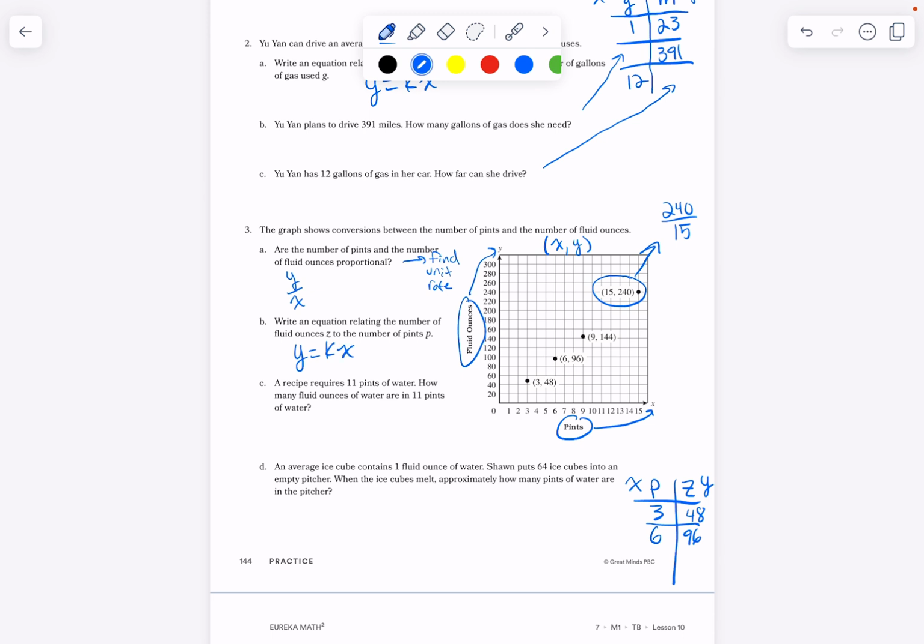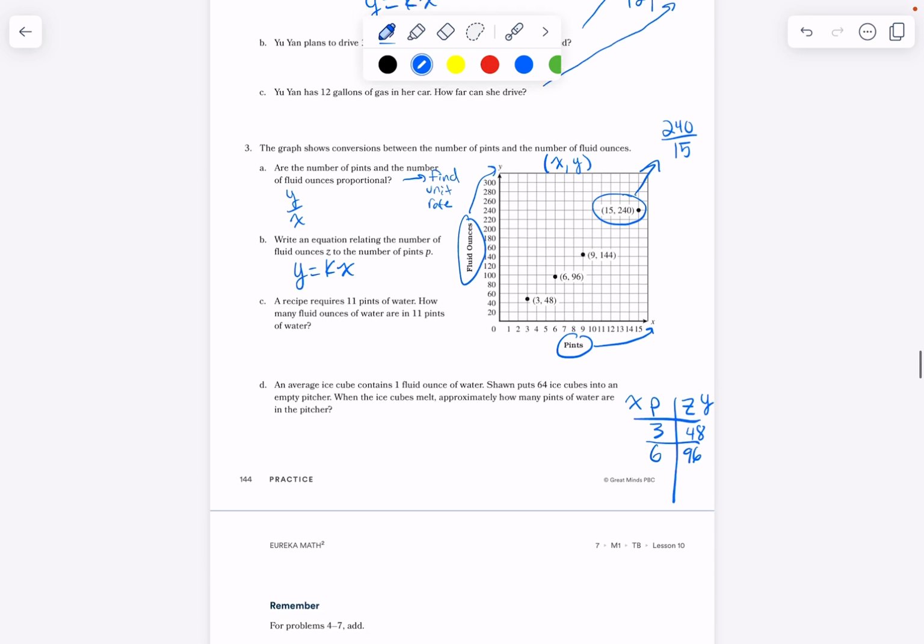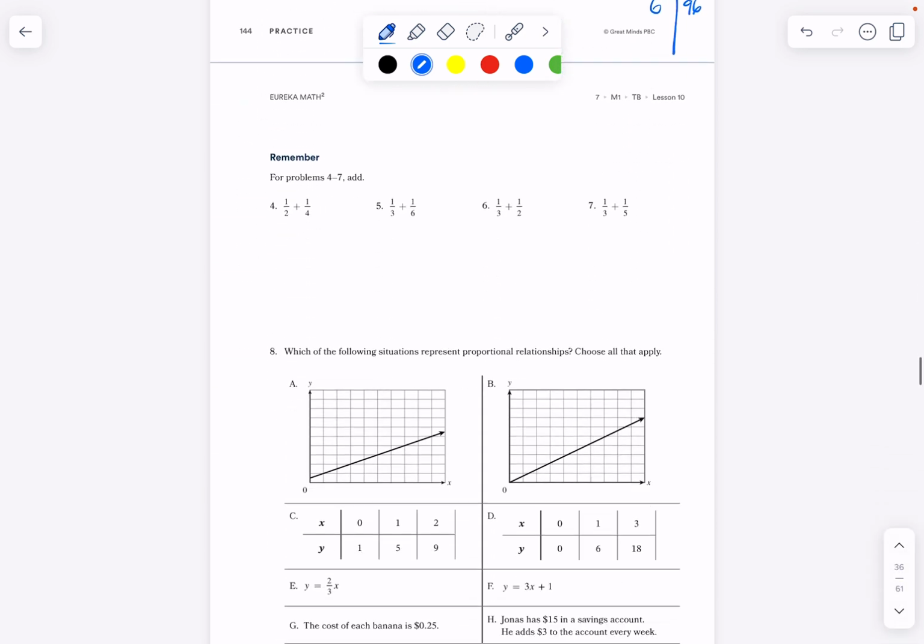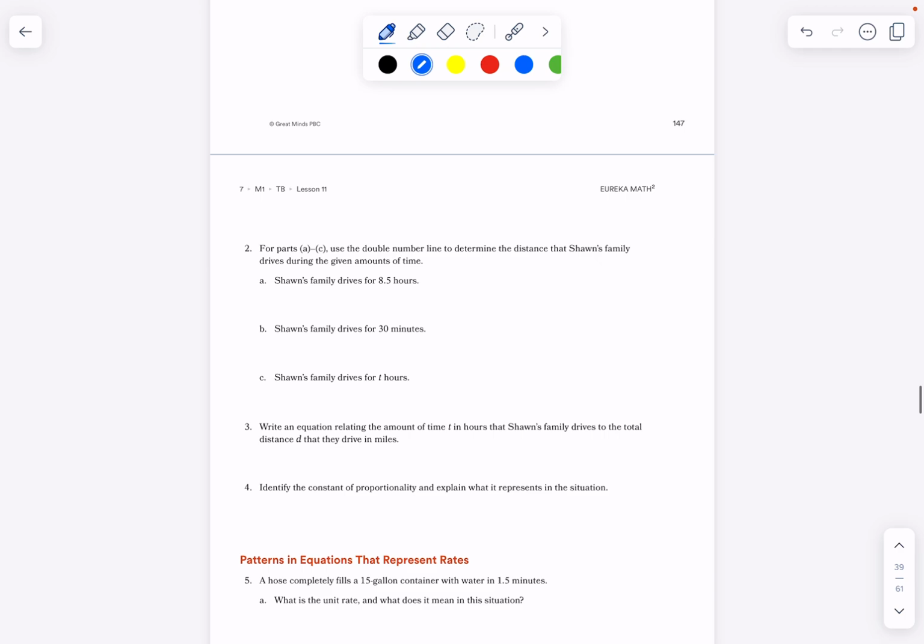Number C and number D, if you make a table, it's going to help you answer that question. If you need 11 pints of water, you need to find how many ounces are in 11 pints of water. Using that table or using your equation is going to be very helpful for you there. So making a table is always a really good way to organize your thoughts, or if you'd prefer the more abstract method compared to the semi-concrete method, you can use your equation. So that's it for lesson number 10, but let's go on and move on to lesson number 11.